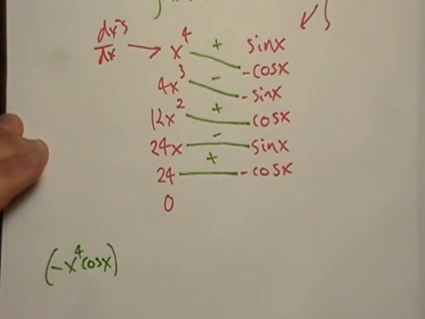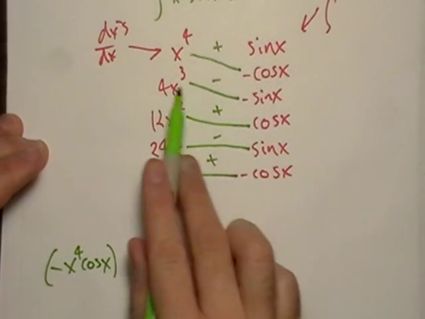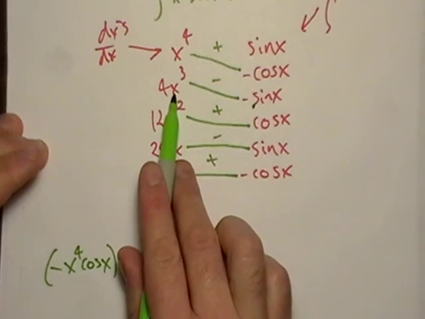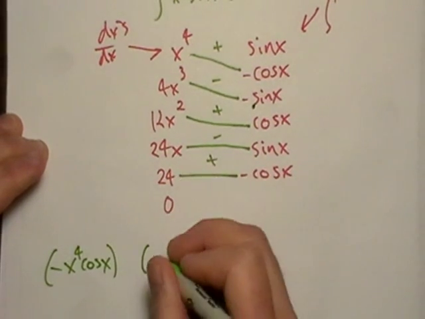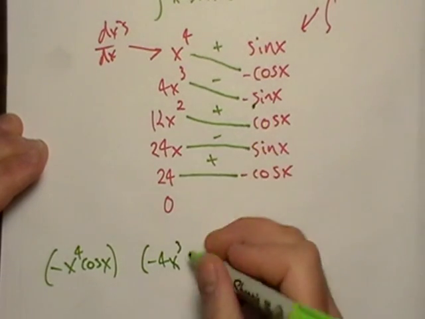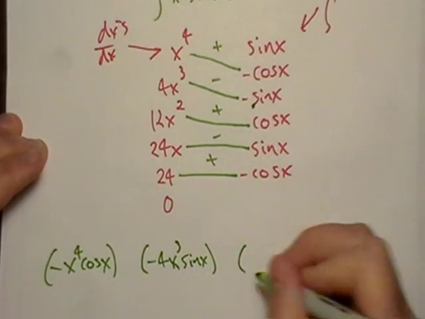I'm going to put it in parentheses. I'm going to put a little gap, and I'm going to start a new parentheses. I'm going to multiply negative sine x times 4x to the third. So that's just negative 4x to the third sine x. Okay, and I'm going to put another gap in here.